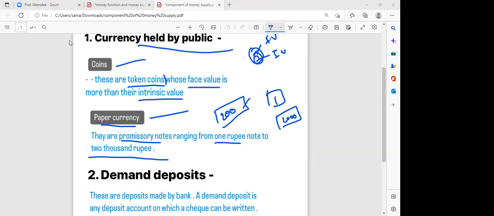Can I tell, guys? Yes. Okay, coin I have finished. Currency held by public: coin. These are token coins with the face value more than the intrinsic value. Yes, you can. Now paper.